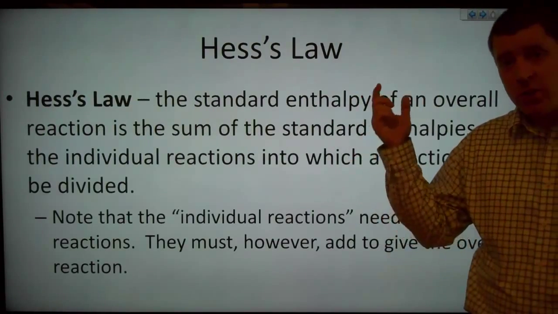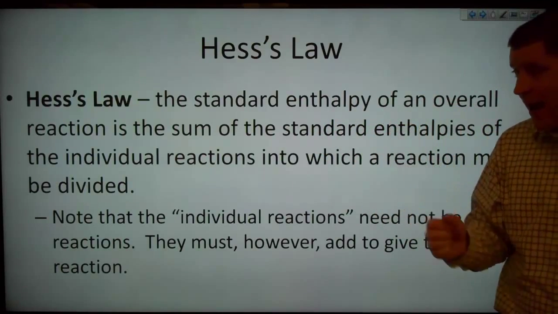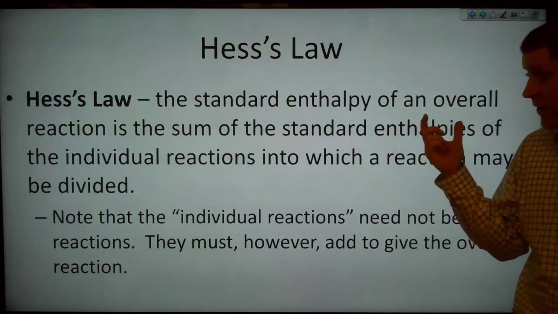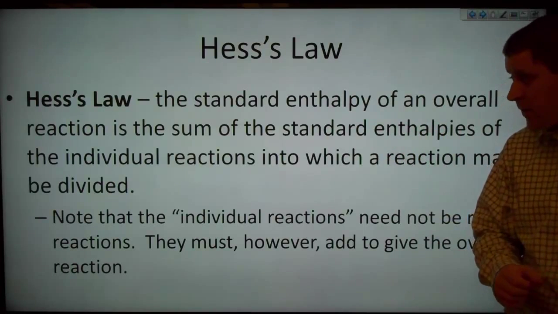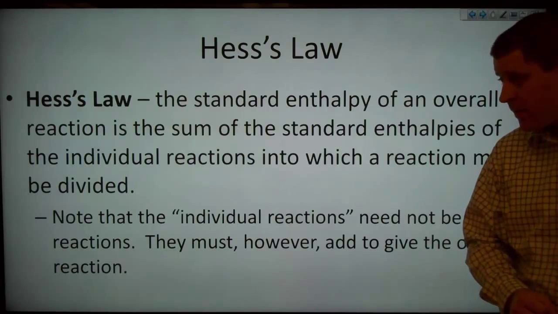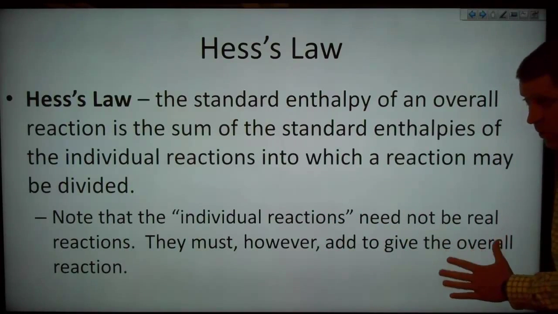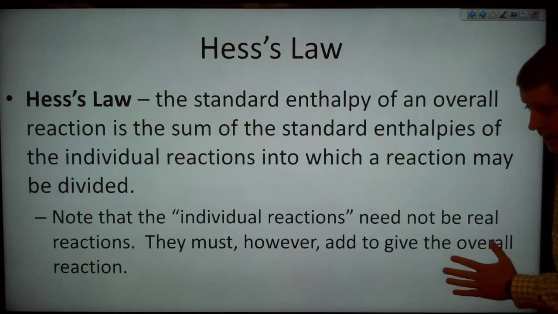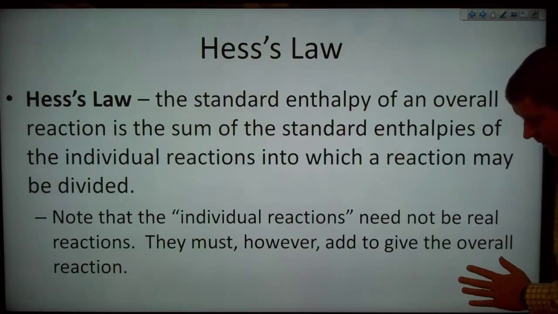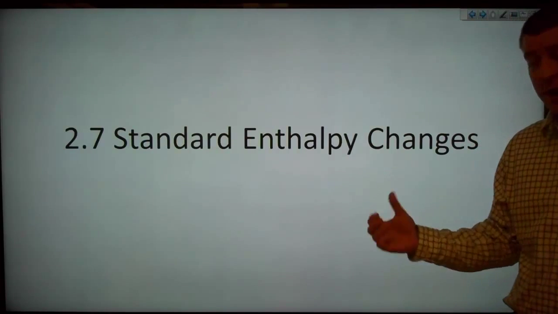And this now brings us to Hess's law. The standard enthalpy of an overall reaction is the sum of the standard enthalpies of the individual reactions into which a reaction may be divided. So note that the individual reactions need not be real reactions. They must, however, add to give the overall reaction. So that was standard enthalpy changes.